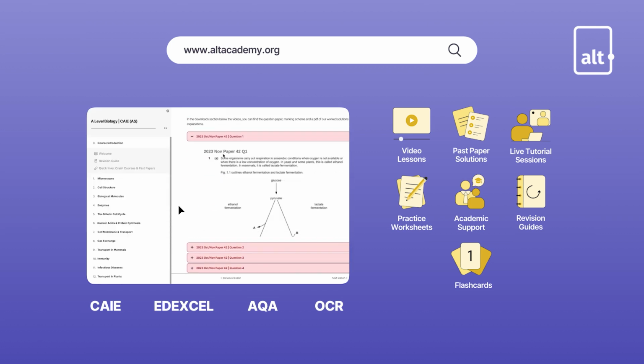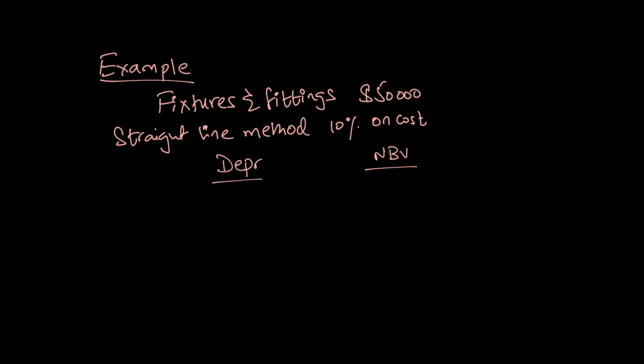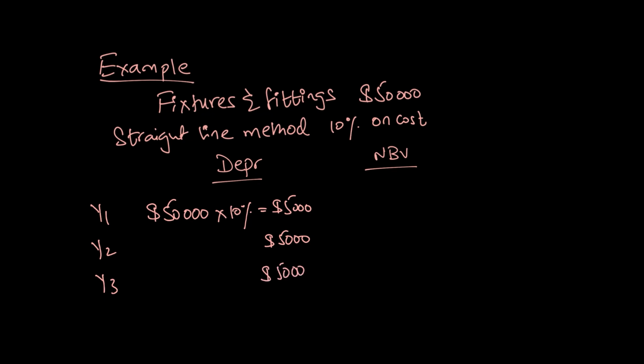Now, let's continue. So let's say a firm buys fixtures and fittings worth 50,000 and it decides to depreciate using the straight line method, 10% on cost. Now every year the firm will depreciate this asset at 10% on cost. So in the very first year you will calculate your depreciation like this: $50,000 at 10%, 5,000 becomes your depreciation. So every year the depreciation will be $5,000. It will remain the same. That's the constant depreciation method because the cost will remain unchanged. So you will depreciate it as 5,000 every year.